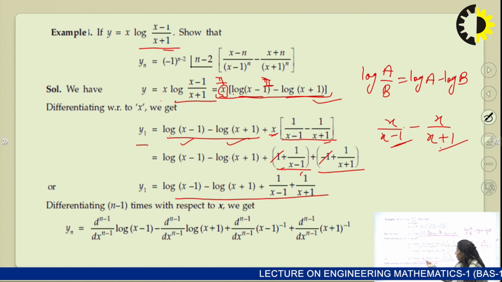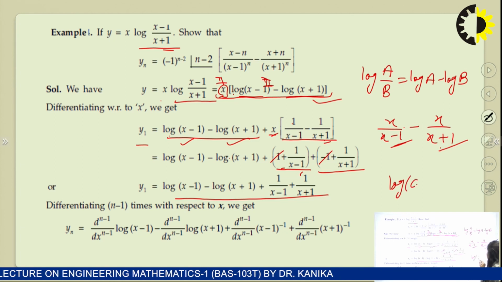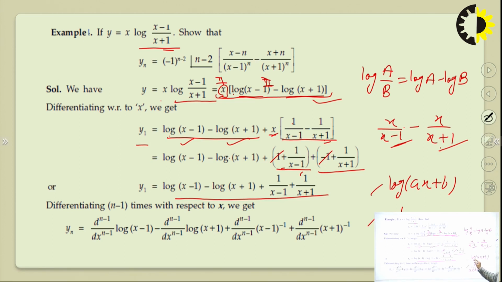So we already know the nth derivative of log ax plus b and the nth derivative of 1 upon x plus b. These two nth derivatives we will apply here. But this is not y, this is y1, and we have to find yn, the nth derivative. So to find the nth derivative, we will differentiate y1 n minus 1 times. So we will get yn. So n minus 1 is the derivative of these terms.